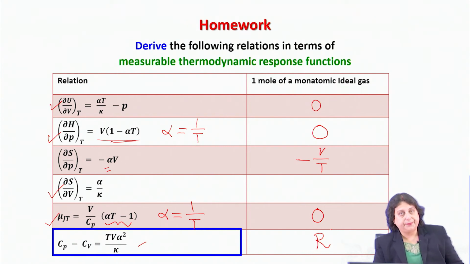and I have shown that this is equal to R. I will leave it as an exercise for you to show that Cp minus Cv for n moles of an ideal gas is actually n into R. All you will have to do is use the proper relationships here for n moles of the ideal gas and find out what happens to Cp minus Cv.